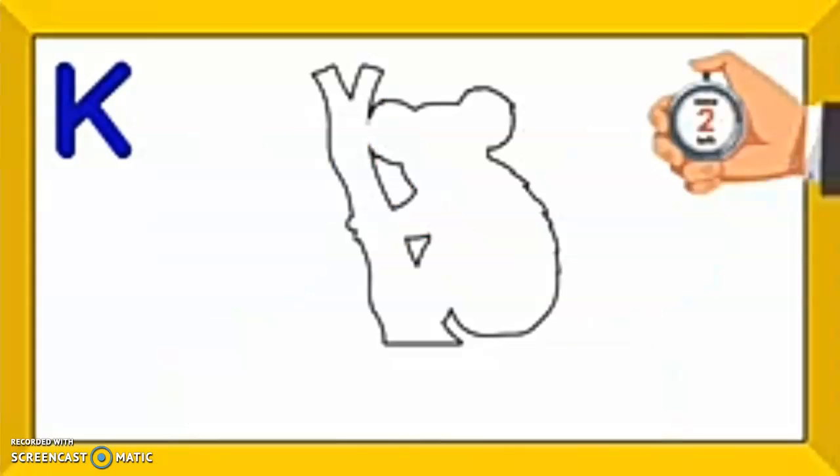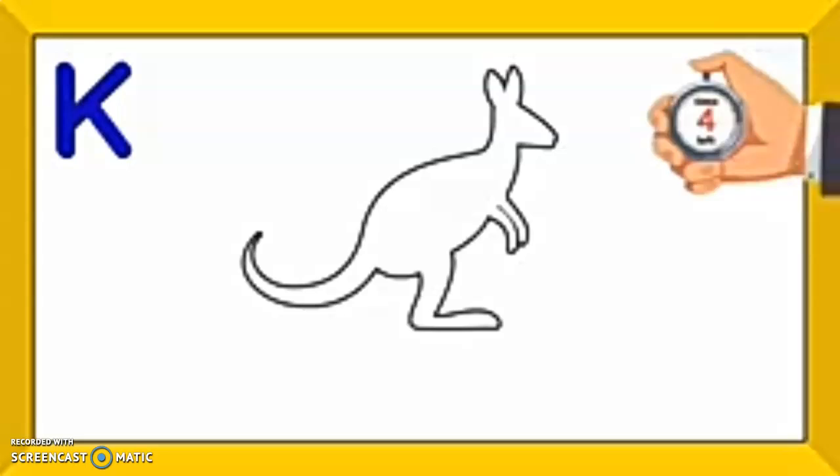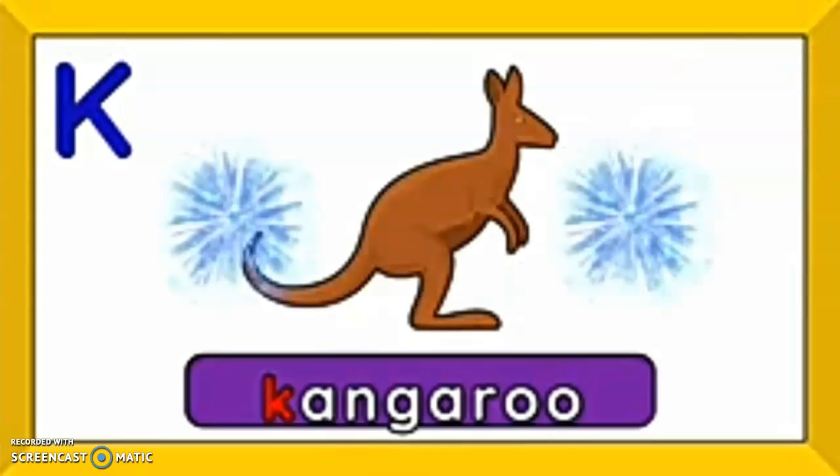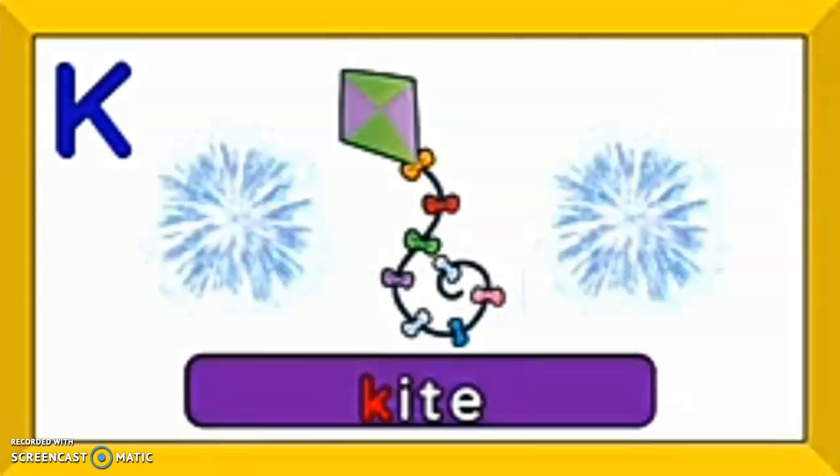Now let's see, what is this picture? Koala, amazing. Koala. What is this? Yes, kangaroo. Kangaroo. What about this picture? Wonderful. It's kite. Kite.